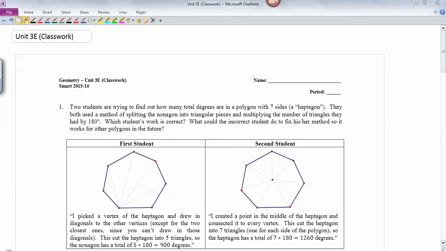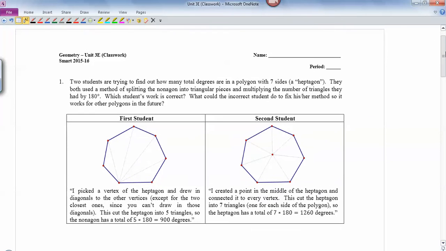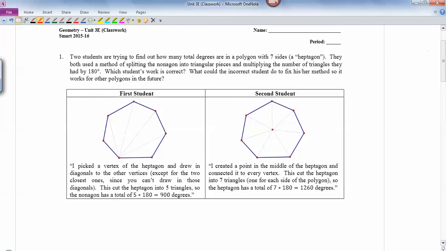Okay, so this is the Unit 3E handout, and this one is going to focus a lot on total degrees in a polygon. In the first problem, you've got the same seven-sided shape on each diagram here, and two different students are trying to figure out how many total degrees are inside that shape. It's got seven sides. It's called a heptagon. Hept is, I think, a Greek root for seven.